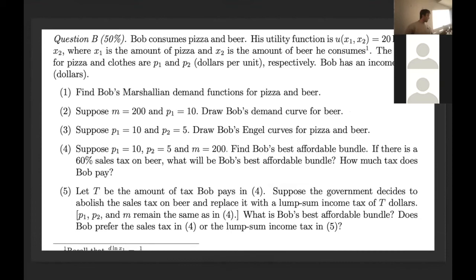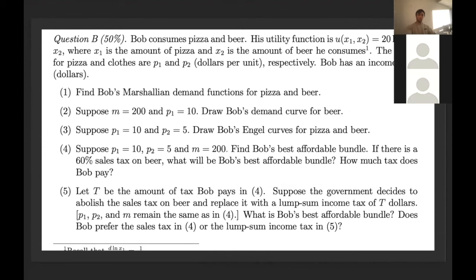This gets a little tougher. It's going to be a much longer question. So we're going to go with Bob consumes pizza and beers. Those are Bob's 2 options. His utility function is given by 20 times the natural log of good 1 plus good 2, where good 1 is pizza and good 2 is the amount of beer he consumes. And the prices for pizza and beer are going to be P1 and P2 respectively.